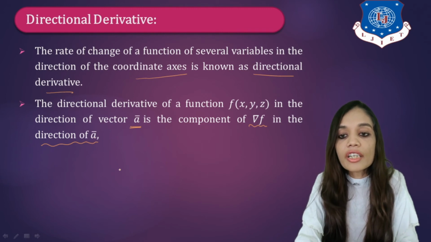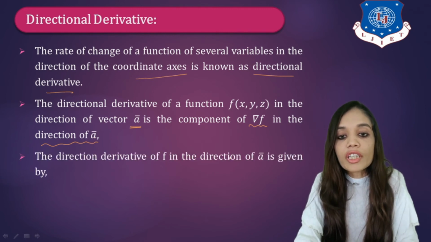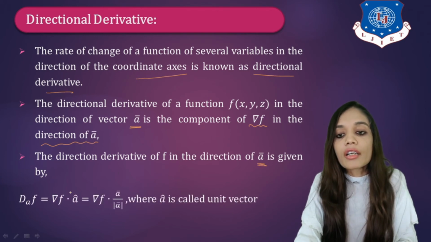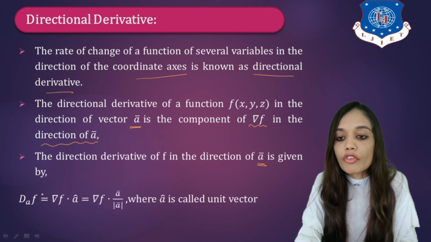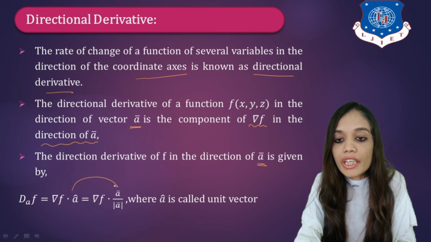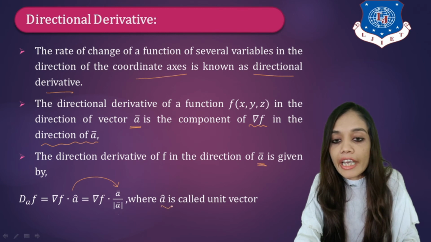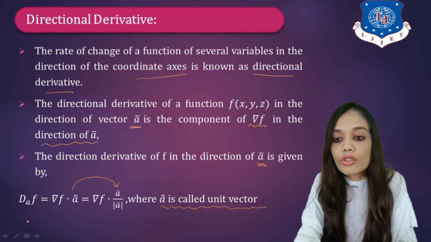So the directional derivative of f in the direction of vector a bar will be given by gradient of f dot a cap, which will be equal to gradient of f dot a bar upon mod a bar, where a cap is known as the unit vector. So this is the formula to find the directional derivative.